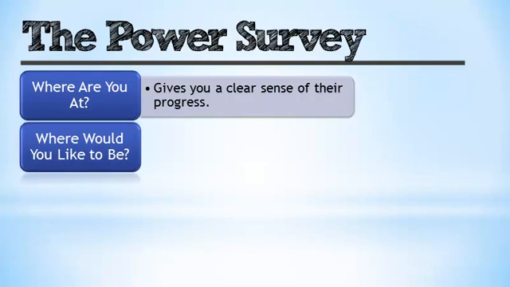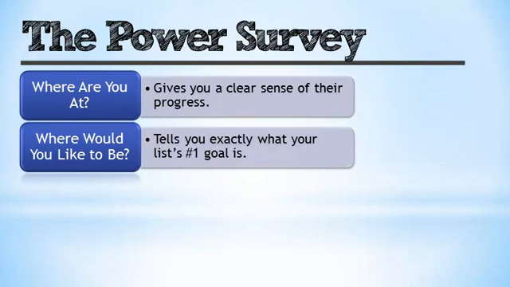Okay? Now, number 2 is very important. The second question you ask them is, where would you like to be? Now, this is going to tell you exactly what your list's number 1 goal is. So if I was doing this in the internet marketing niche, when I did this, the first question I asked them was, how much money are you currently making online? The second question was, how much would you like to be making online? Okay? So it's really simple. Where are you and where would you like to be?